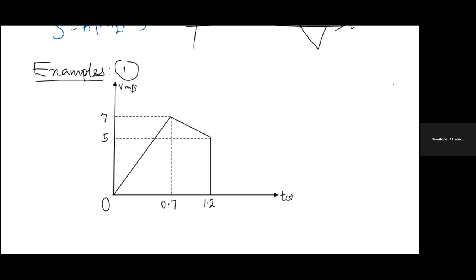It reaches the bottom of the container with velocity 5 meters per second when t equals 1.2. Full stop. Let me run over the statement again.